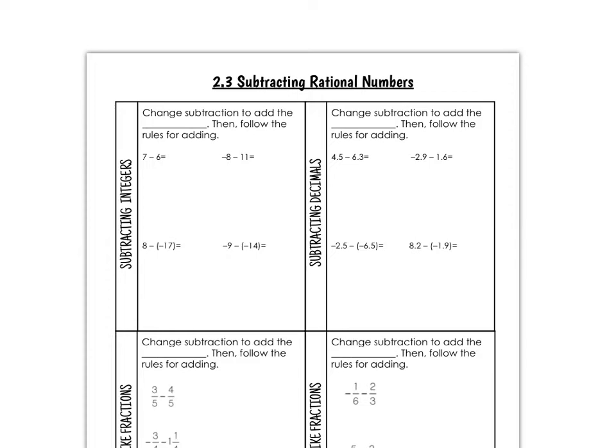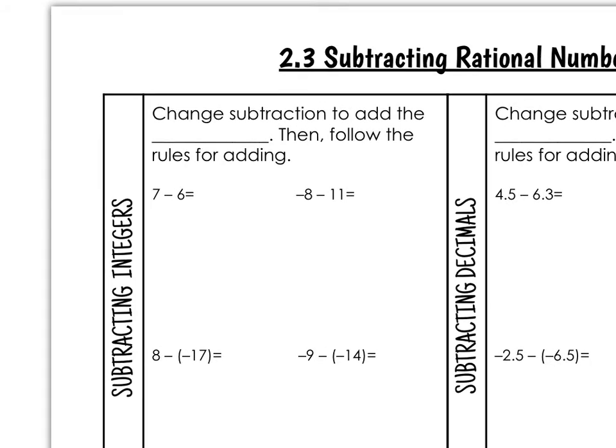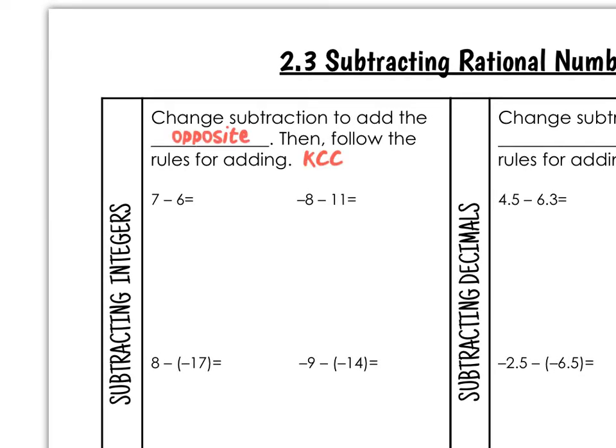So when we're subtracting rational numbers, we are going to first start again with reviewing the rules for subtracting integers. So at the top here, we're going to write change the subtraction to add the opposite, then follow the rules for adding. So don't forget, we can think of it as KCC, keep, change, change, anytime you see subtraction. So let's look at number one.